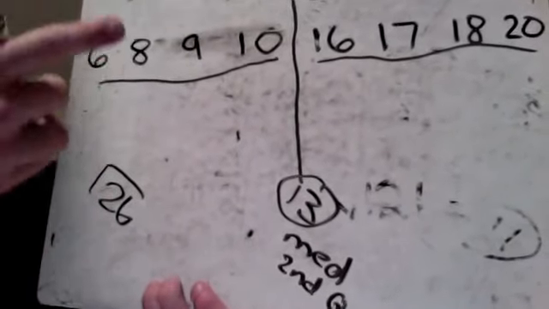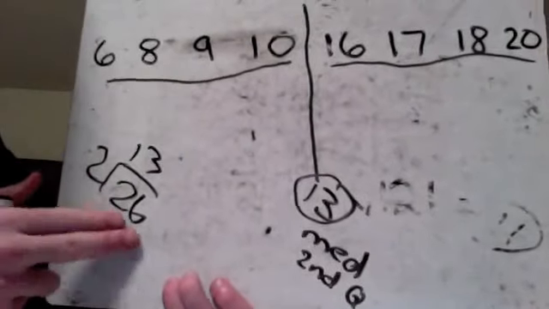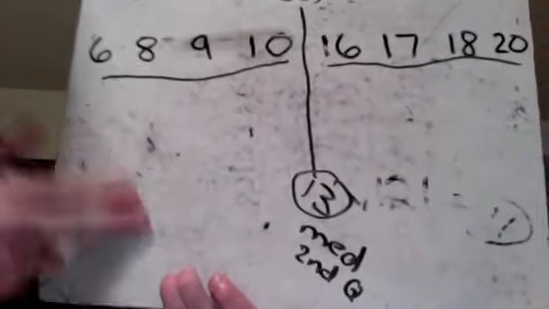Average would be, there's 2 of them, so I'm going to divide by 2. 26 divided by 2 is 13. That's an easy way to do it, just in case. So now I'll focus on my lower quartile.